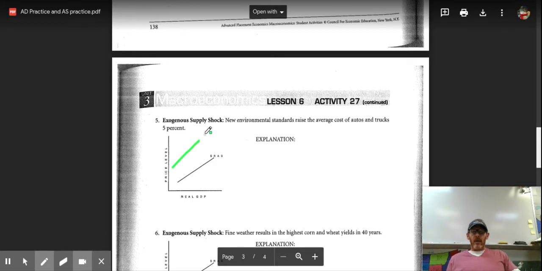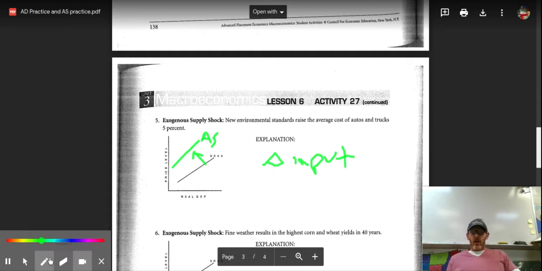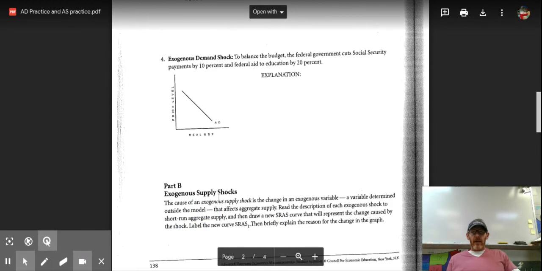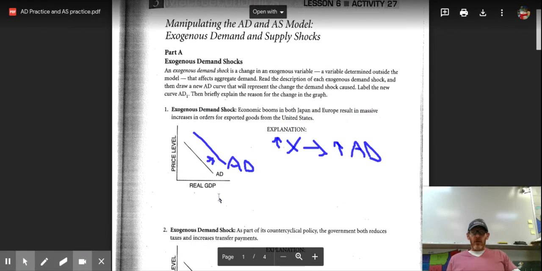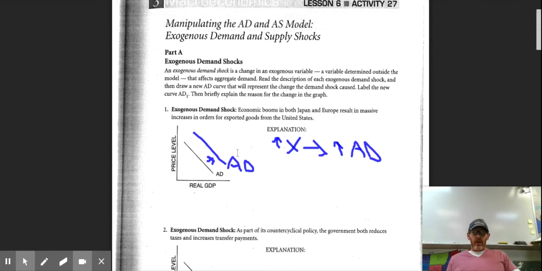And our explanation would be due to a change in input costs. It's hard for me to write with my mouse, although it probably doesn't look a lot worse than my actual handwriting. A change in input costs, you might put a change in government policy, anything like that. So what you need to do on part A is show why it changed, which way it goes, and then give what portion of AD it affects, and then for the supply, which way it goes and the reason for that. Okay, so that would be how you do this one.